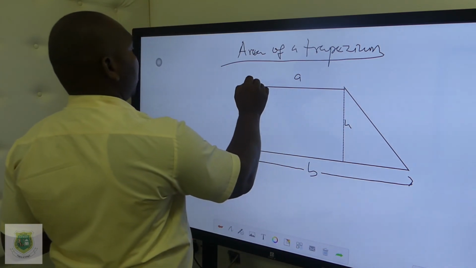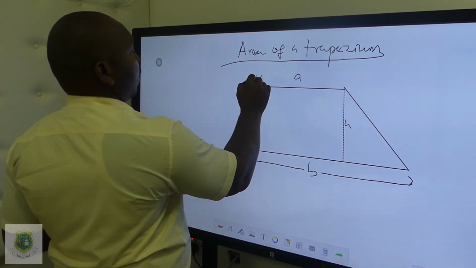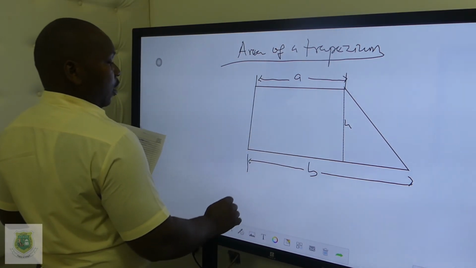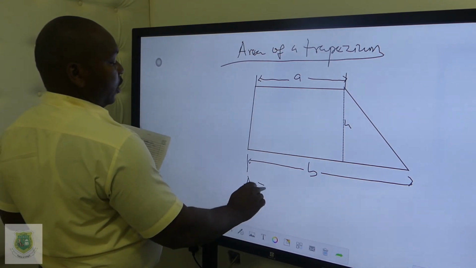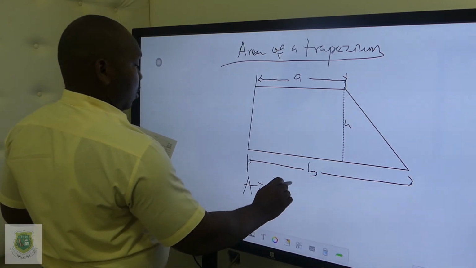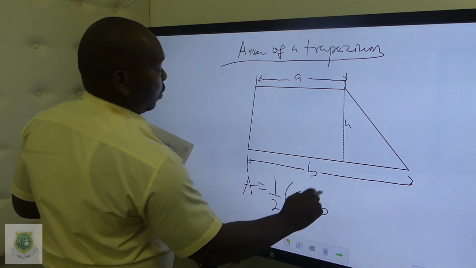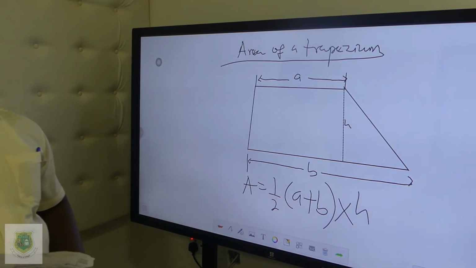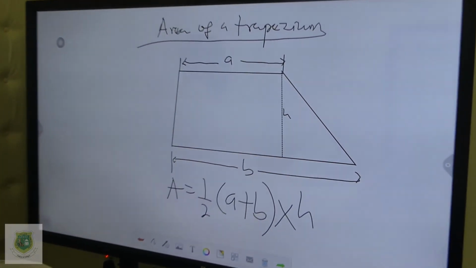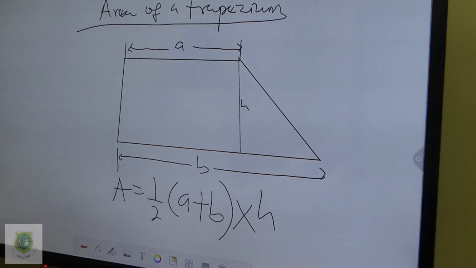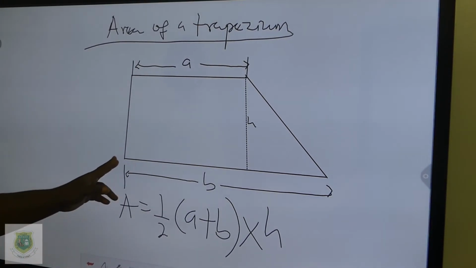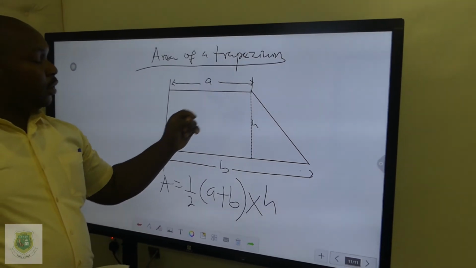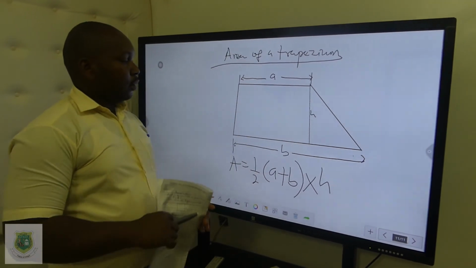From here to here, and from here to here, is our A. So for a trapezium, the area is half times A plus B times H. That is the area of the trapezium. From here to here is B, from here to here is A, then this is the height.